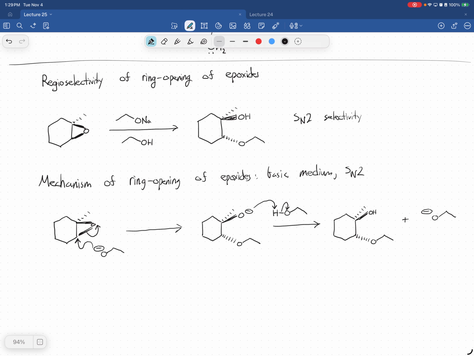Okay, are there any questions about the basic conditions? So this is unique because you can actually get different selectivity based on the conditions you use, acid or base, so they change.